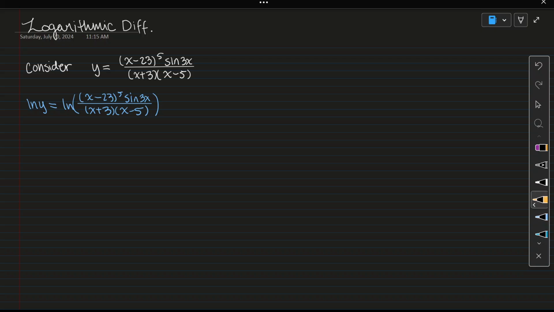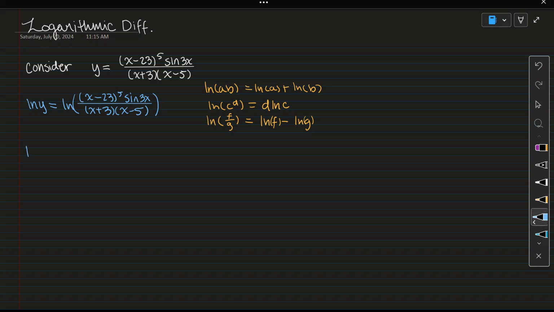Okay, so a couple of log rules to remember. Like before, we had ln of ab is equal to ln of a plus ln of b. We have that ln of c to the d is equal to d ln c. And we also have that ln of f over g is equal to ln f minus ln g. So if I have a quotient in the ln, I can make it a subtraction of ln's. So let's apply that to this here.